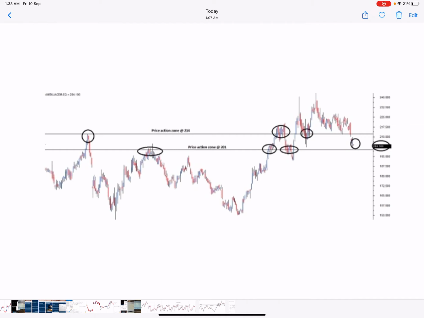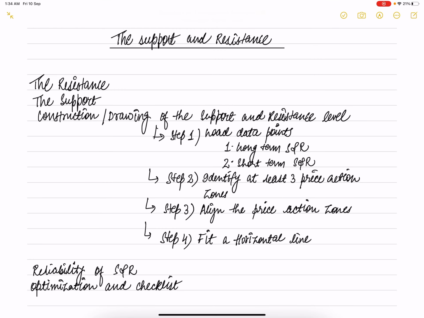In other words, what is the dependency of the resistance line? Horizontally, your guess is as good as mine. However, horizontally, it can be seen that whenever Ambuja reaches 214, it reaches in a peculiar way, leading to formation of a price action zone. The comforting factor here is that the price action zone is well spaced in time. This means 214 stands as a time tested price action zone.